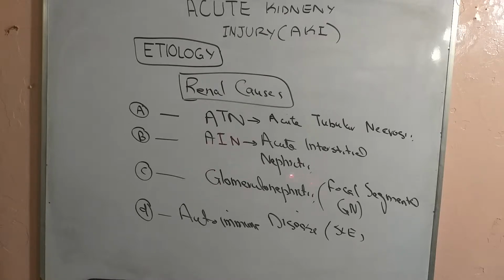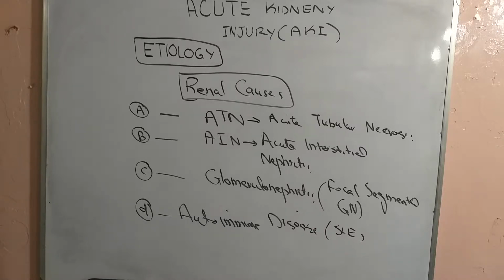Then there is acute interstitial nephritis, where inflammation of the interstitium of the kidneys actually develops as a result of the drugs most of the time, especially the antibiotics, including the cephalosporin and the penicillin and aminoglycoside. They can actually cause, especially the penicillin group and the macrolides group, they can cause acute interstitial nephritis. Thirdly, there can be glomerulonephritis, especially focal segmental glomerulonephritis, and there can be acute autoimmune diseases like the SLE, there can be scleroderma. So there are so many autoimmune diseases which can cause this problem.